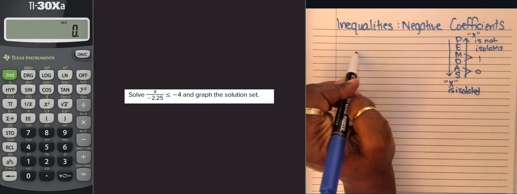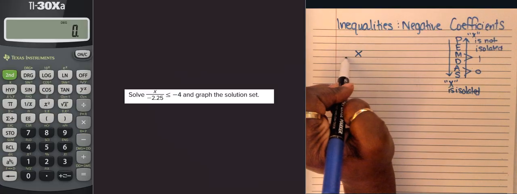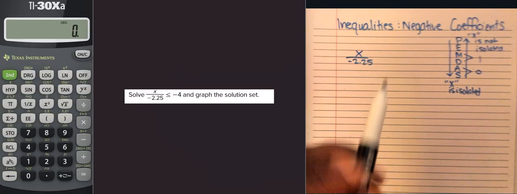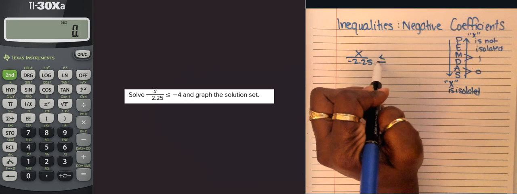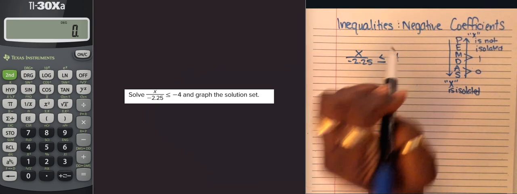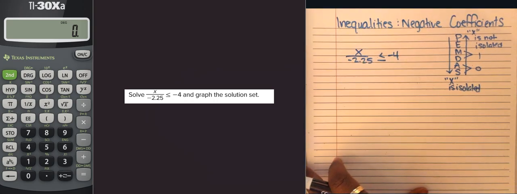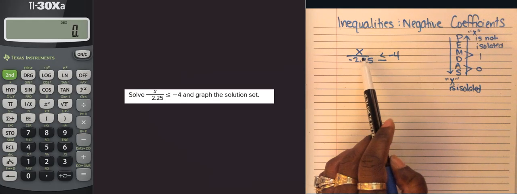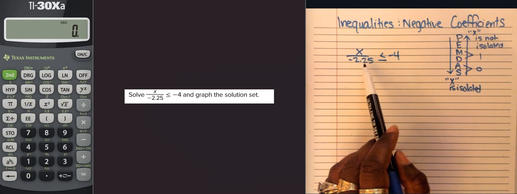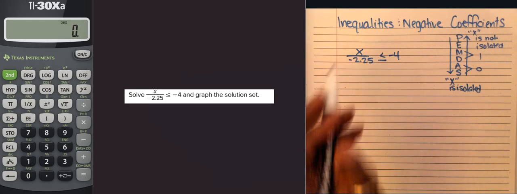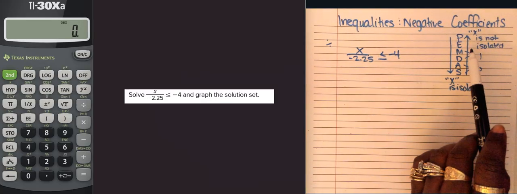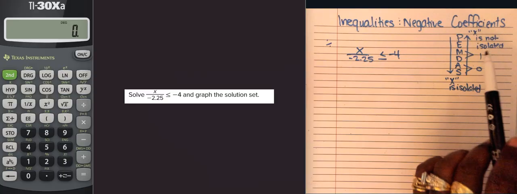So we're going to have x divided by negative 2.25, and it is less than or equal to negative 4. What we need to do first is ask ourselves, is our variable isolated? In this case, it is not, because we're dividing by negative 2.25. I know that we're using division over here, so that tells me that I need to use PEMDAS in reverse order.